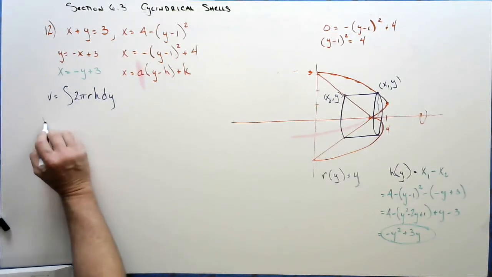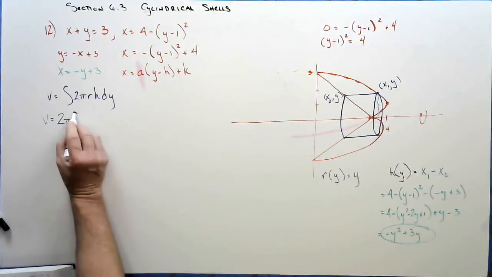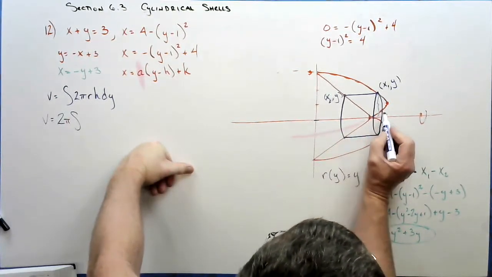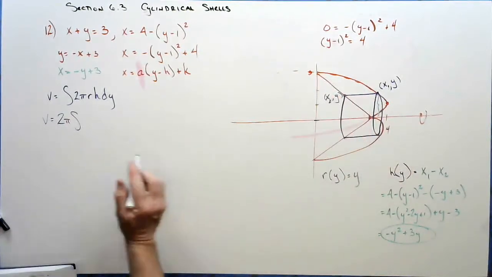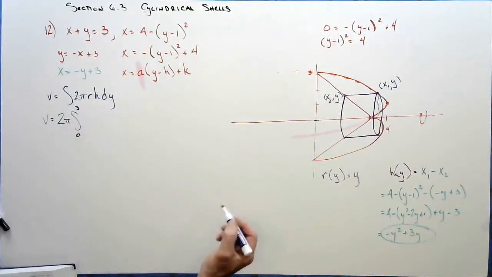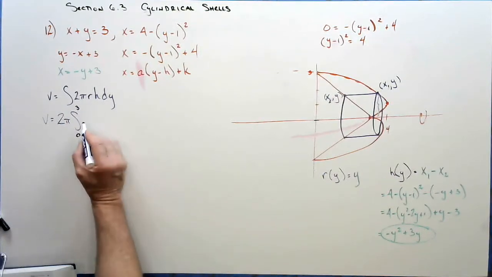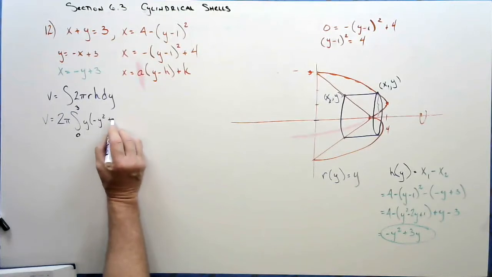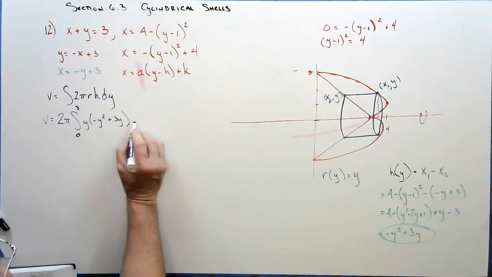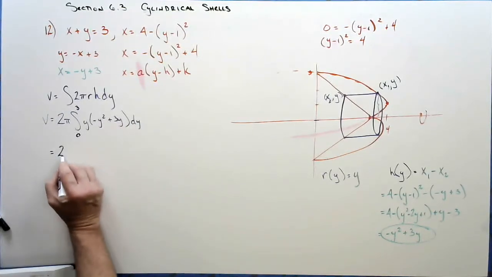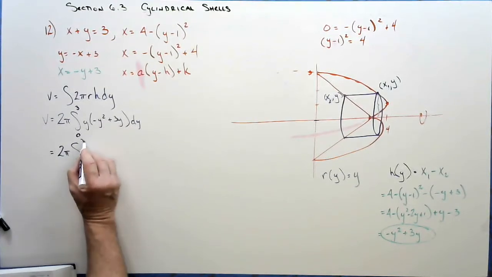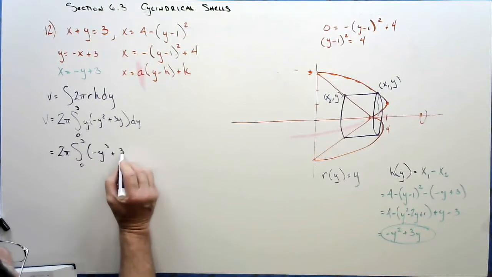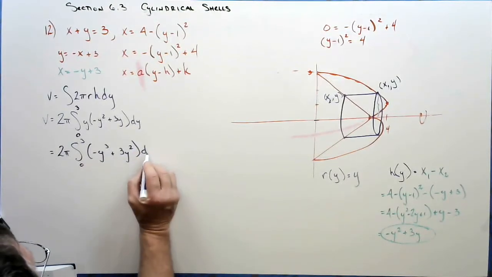So we're going to get volume equals, we'll put our 2 pi out in front. On the y-axis, we're starting here, right? This is the bottom of our region. The top is at 3, so we're going to integrate from 0 to 3. Our radius is going to be y. Our height is going to be minus y squared plus 3y dy, or we're going to have 2 pi, the integral from 0 to 3. We're going to have minus y cubed plus 3y squared dy.